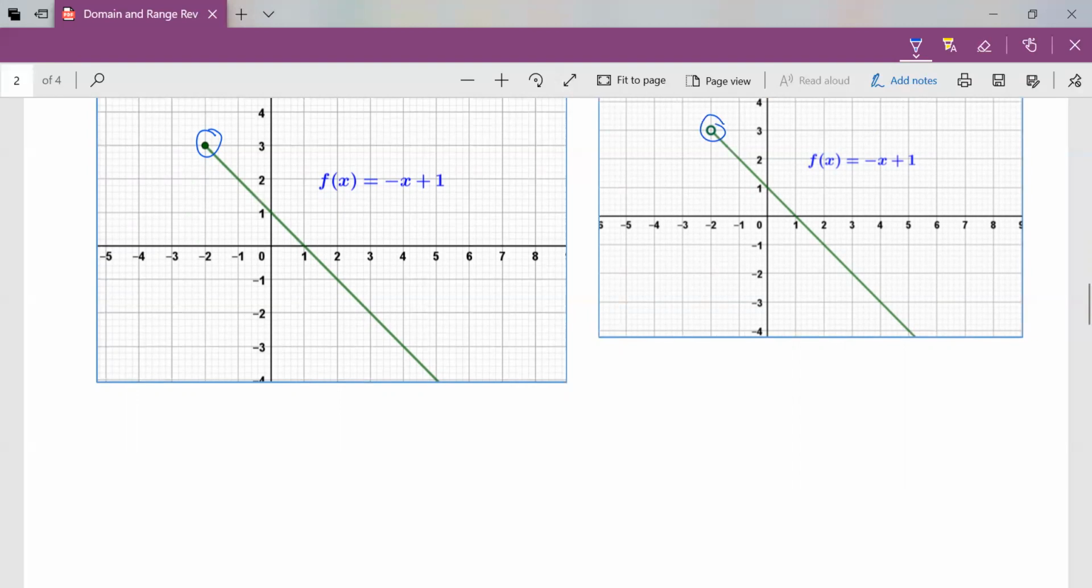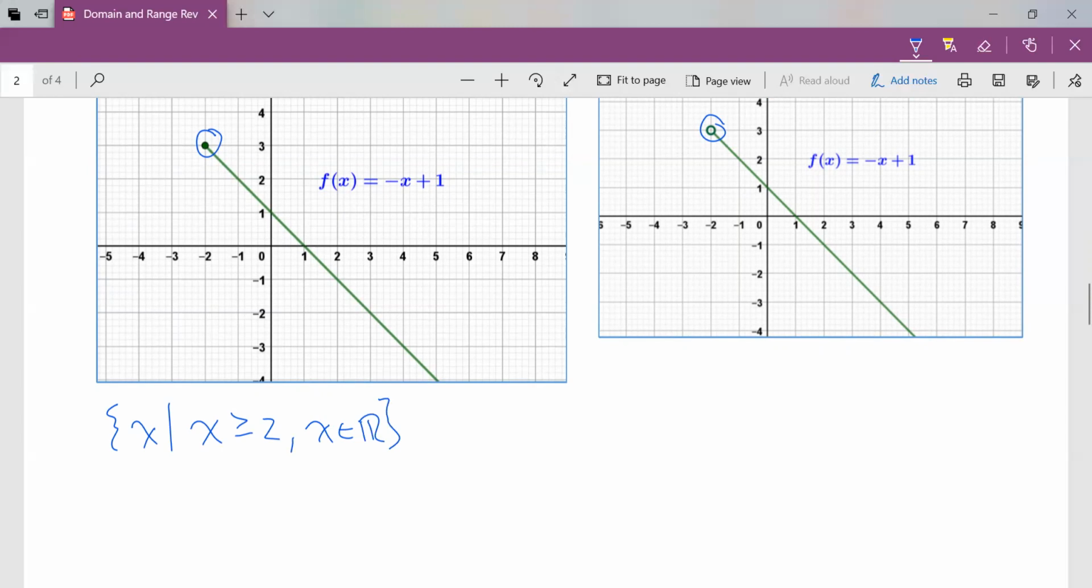The solid dot or closed dot on the first graph means it includes that point. And all of my x values are greater than or equal to -2. So how I write that is the set of numbers x such that x is greater than or equal to -2, x is an element of the reals.